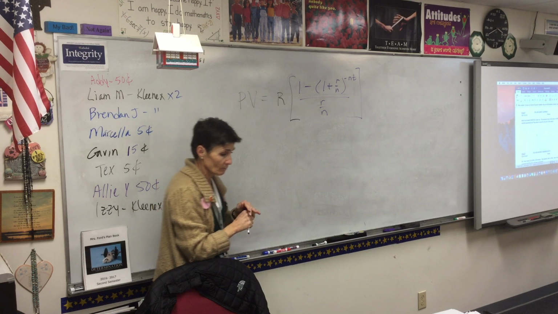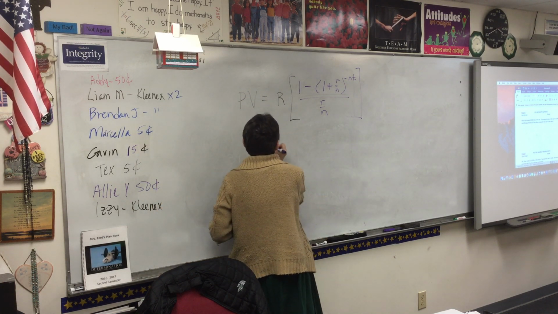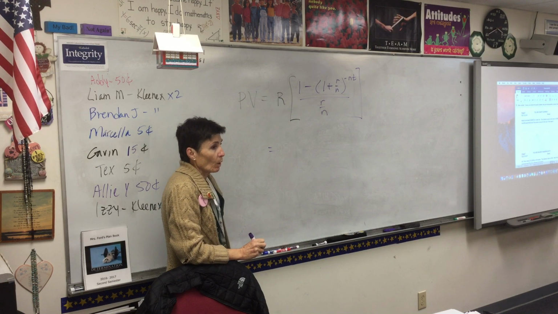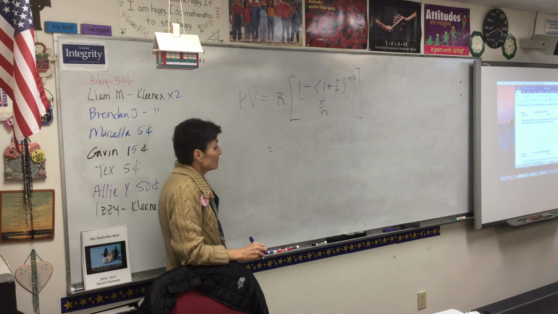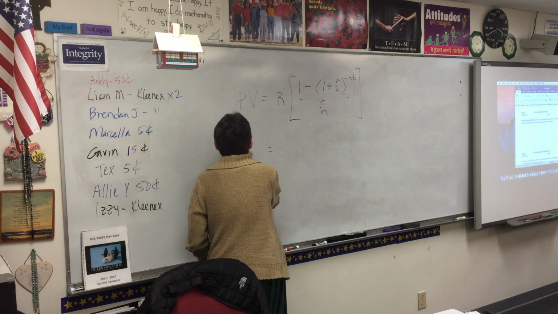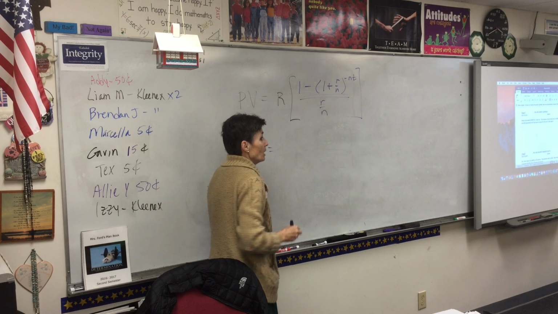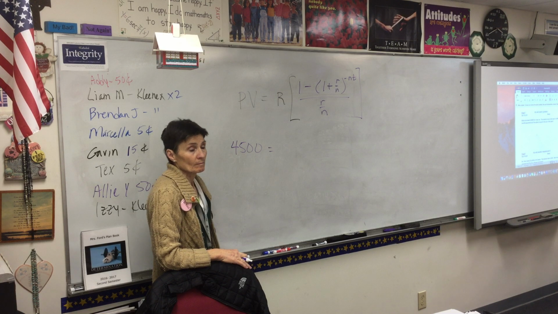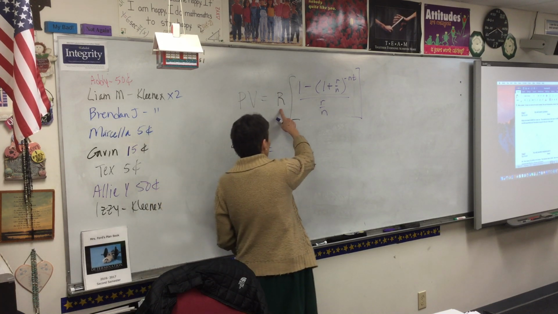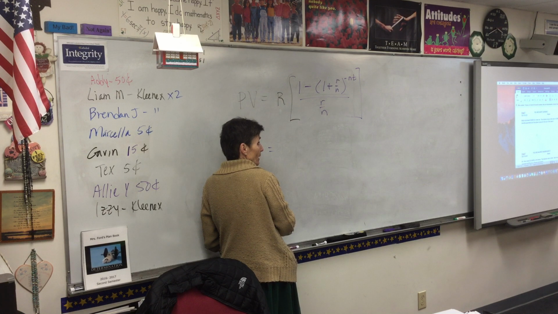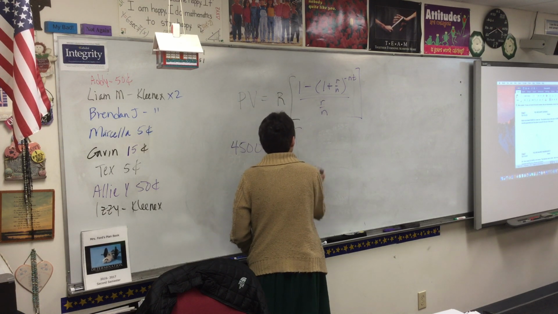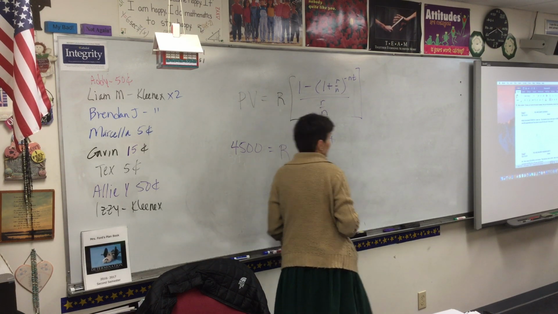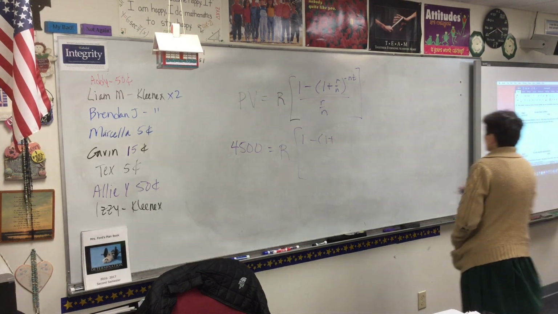All right, what do I know this time? What can I plug in? The amount of the loan, the present value of the loan is $4,500, so that goes in there. Do I know the amount of the payment? This is the amount of the payment. Do I know it? No, that's what I'm actually going to be looking for. I do know my interest rate. My interest rate is 0.048.